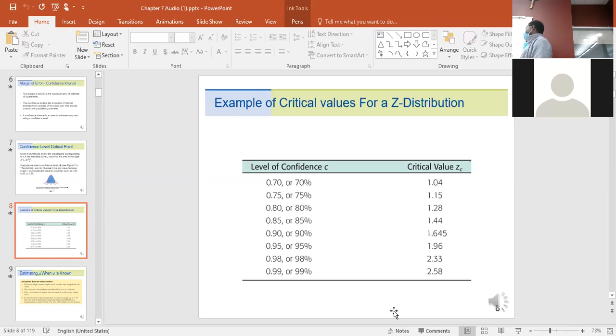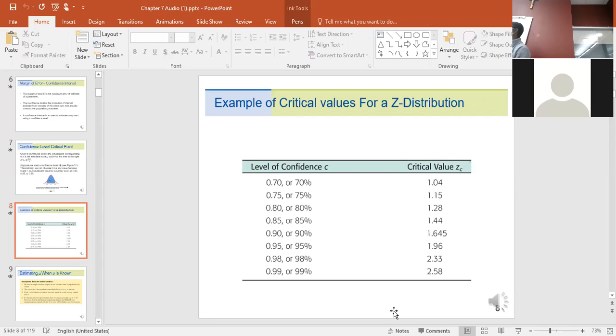If you want to check that with your calculator, for 90%, alpha over 2 is 0.05. The procedure is to subtract the confidence level from 1, divide by 2, and go into distribution, inverse normal, area 0.05, and you will get negative 1.645. So Z is 1.645, minus Z is negative 1.645. If you forget that, you can use your calculator.